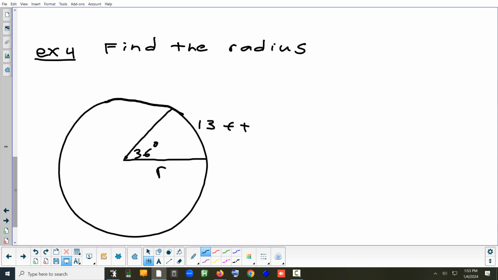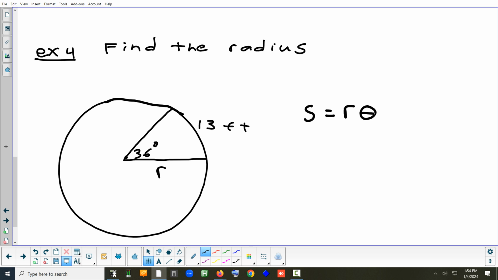Okay, so this time we don't have a description, it's just a picture. We've got our angle, we've got the 13, we've got the R. The first thing we should write down is the formula. It's easy right now because we've only learned one formula. We're going to learn the second formula in a minute, that's for area. But right now, the only formula we know is arc length. S equals R theta.